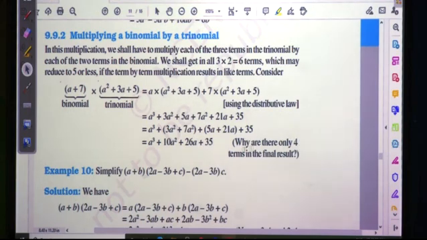Why are there only 4 terms in the final result? Very simple thing, 2 of the terms are like, so these 2 combined in 1 and these 2 combined in 1. That is why, as explained to us just now, it may reduce to 5 or less if the term by term multiplication results in like terms. Okay. Proceeding further.